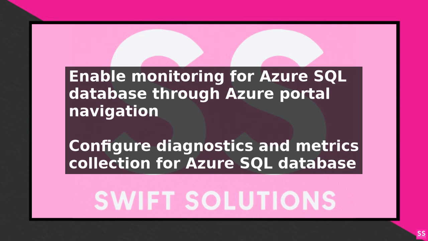Next, configure Azure Monitor to collect metrics and logs from your Azure SQL database. This includes metrics such as CPU usage, memory usage, and query performance, as well as logs such as query logs and error logs. You can also configure alerts to notify you when certain conditions are met, such as high CPU usage or slow query performance.